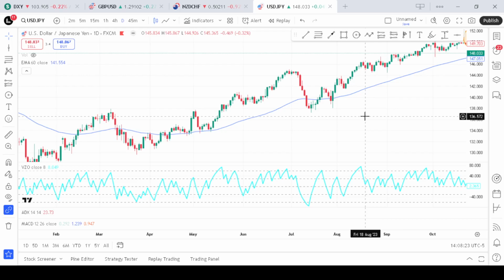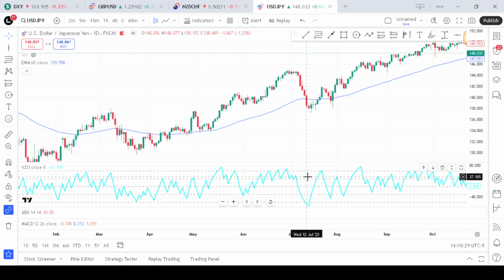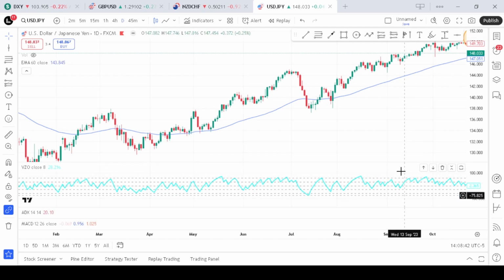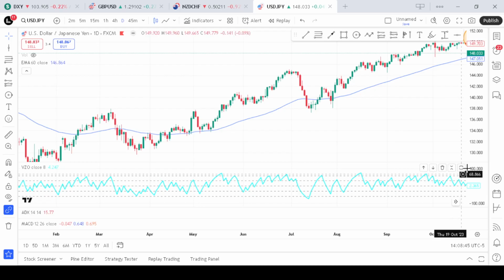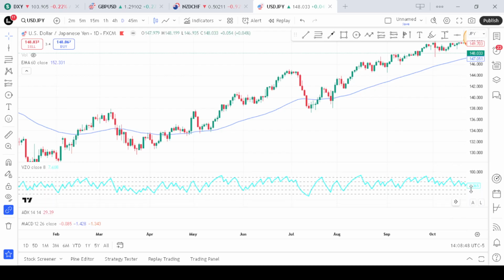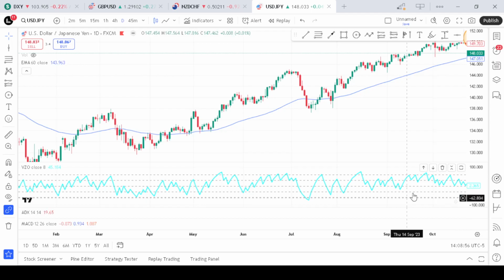The VZO is plotted on a percentage scale ranging from minus 100 to positive 100. As you can see from the indicator here, it ranges from positive 100 to minus 100 as the case may be, which helps you to easily identify the key levels that signal differences in market condition.